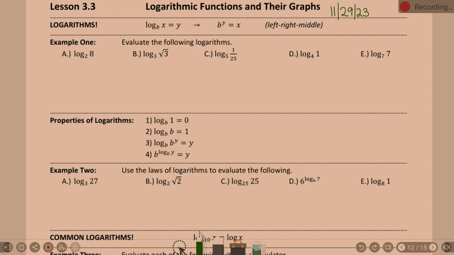So, lesson 3.3, logs. We're going to be dealing with logs for pretty much the rest of the chapter. Maybe not 3.6. I don't remember if it's in 3.6 or not, but we're dealing with logs for the next several lessons.